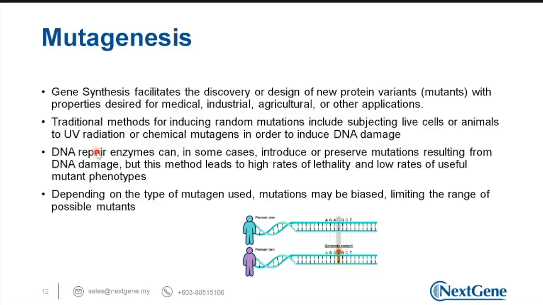Inside the living cell, DNA repair enzymes, in some cases, will try to repair the DNA damage, which introduces or preserves mutations from the exposure. However, the UV method or the chemical mutagen method leads to high rates of fatality, and actually has low rates of success in producing useful mutant phenotypes.